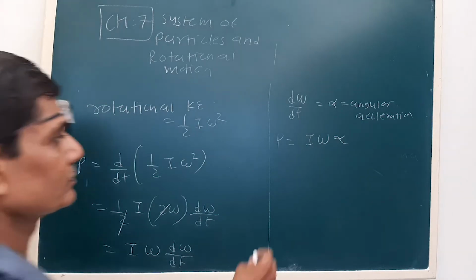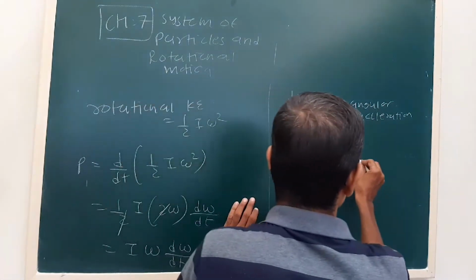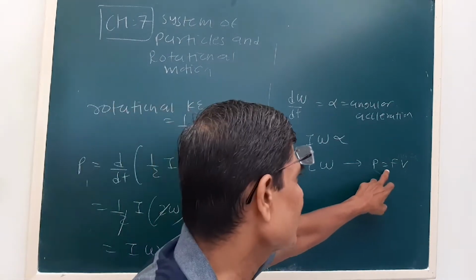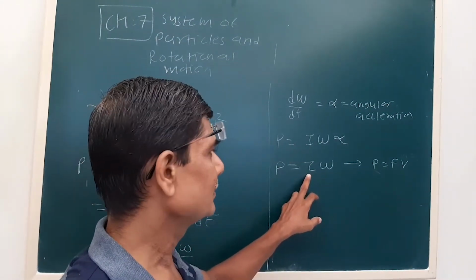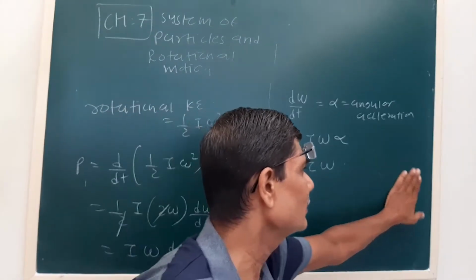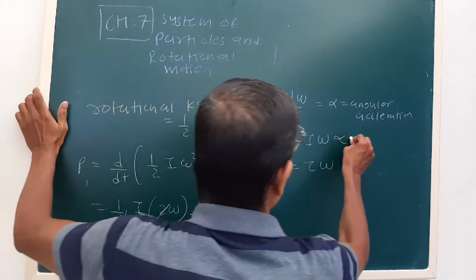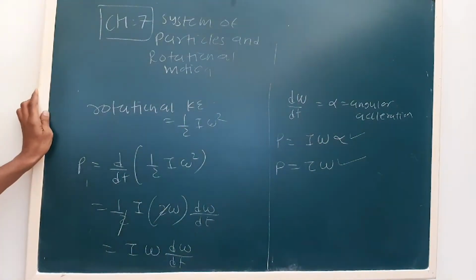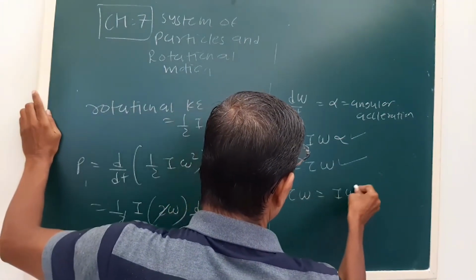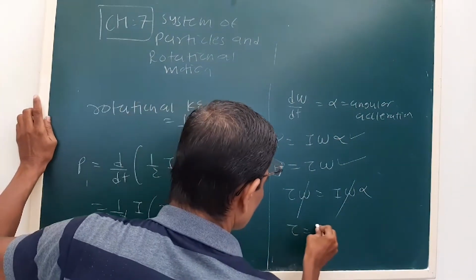Now also power is torque into angular velocity. See, just as we had mechanical power, force into velocity. See, what is the quantity corresponding to force here? Torque. And what is the quantity corresponding to linear velocity? It is the angular velocity. So power we can write in this way also. Now see, both equations represent power only. So if I compare, torque into omega is I omega alpha. Now what we can easily see is omega is cancelled, so torque is equal to I alpha.